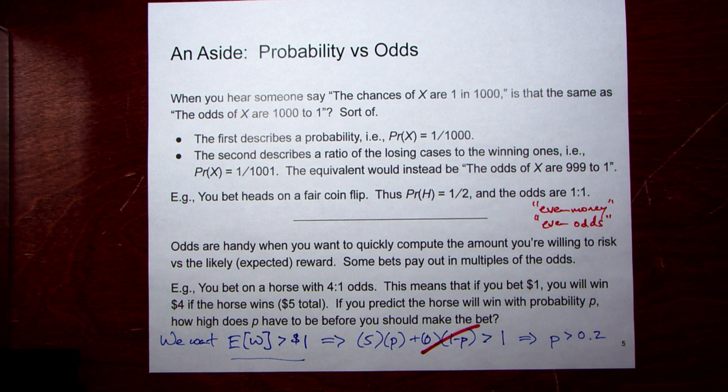How can P be more than 0.2? Well, you might believe that the horse has a better chance than what the stated odds are, right? So for every $1 that you put in, you're getting 4 back, multiplied by whatever probability the horse actually has.